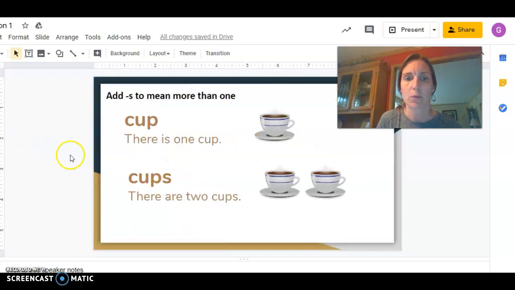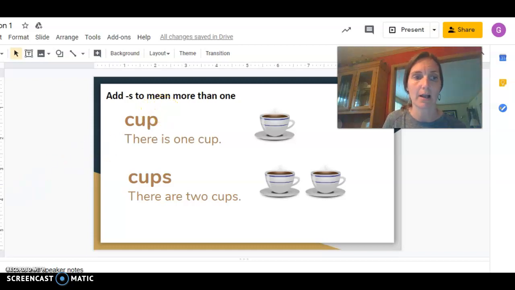Let's start out with this word, cup. There is one cup. I have more than one cup now down here. So I have my base word cup, and I'm going to add the suffix s to make it say cups. There are two cups. We can add just s to a base word to mean more than one.